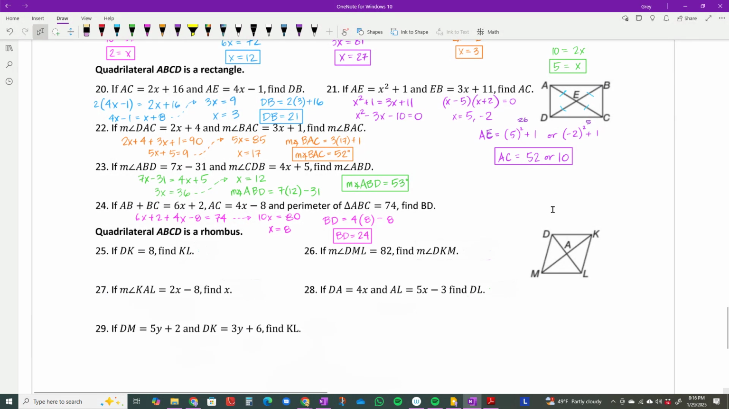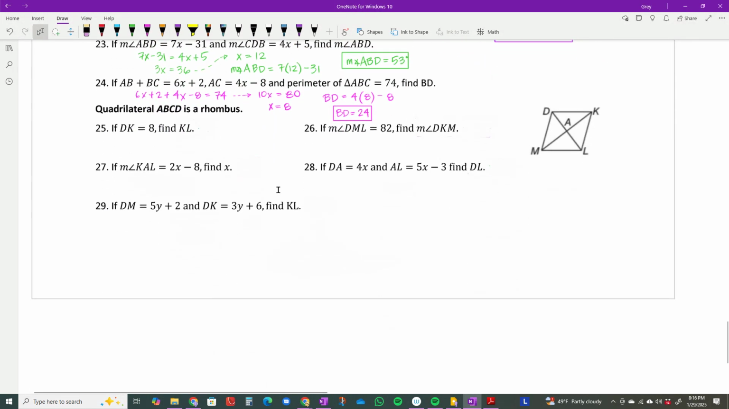All right, last grouping. Y'all made it through. Quadrilateral ABCD is a rhombus. Okay, if it's a rhombus, y'all, then you know that all sides are congruent. So mark that up. You want to remember that. We also know that the diagonals are perpendicular. Okay, so some things to help you remember.